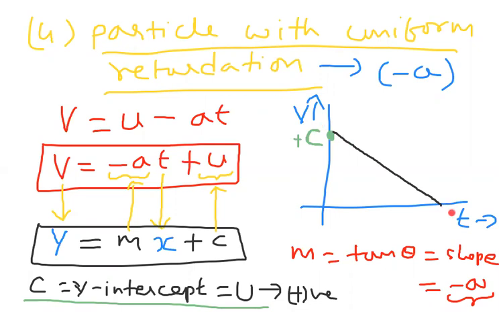Slope is negative. Here velocity is decreasing with respect to time. Time is increasing, velocity is decreasing. As time increases, velocity decreases. This is called negative slope. Negative slope means you have to draw the graph downward.